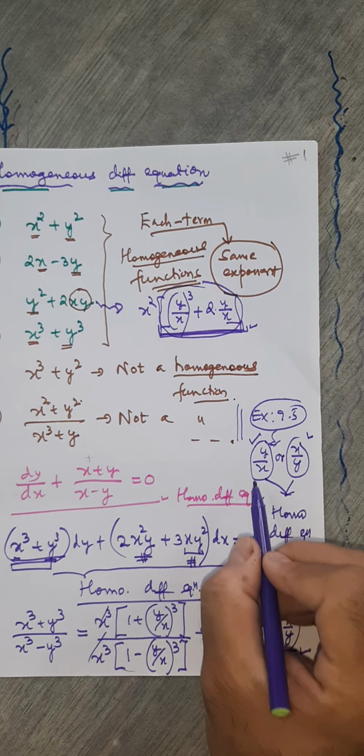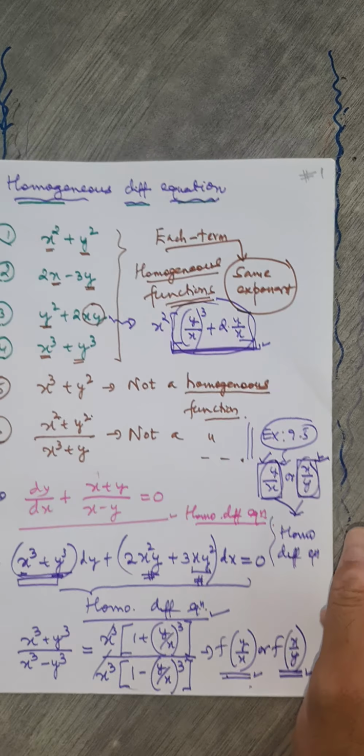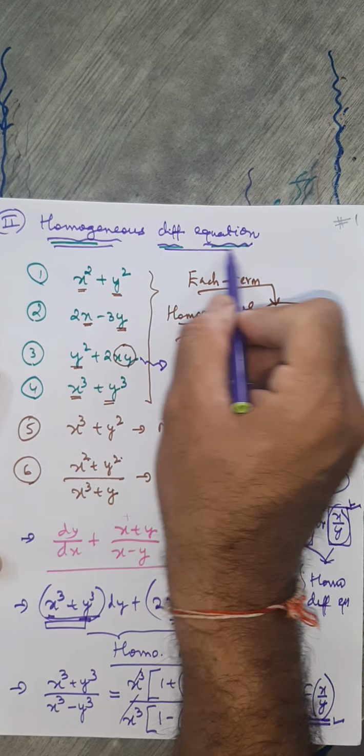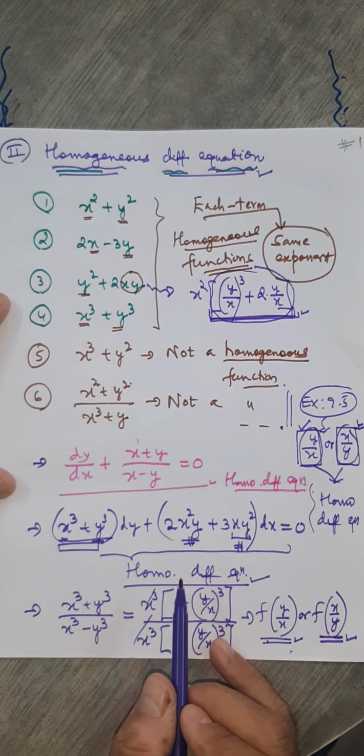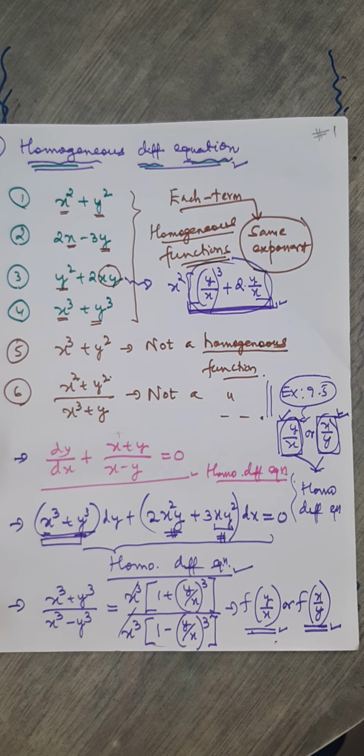Okay, so in any question, if y by x or x by y is involved, that means it is about a homogeneous differential equation. Is this clear to you? Now I'll give you 2 steps. With the help of those 2 steps, you can solve every question of 9.5. Very simple technique, remember. After 2 steps, immediately you have integration.